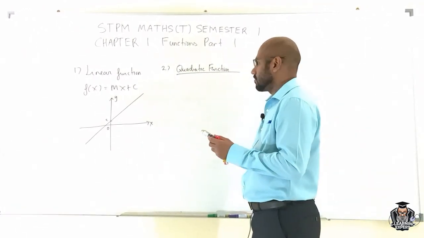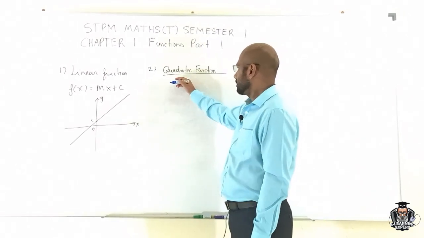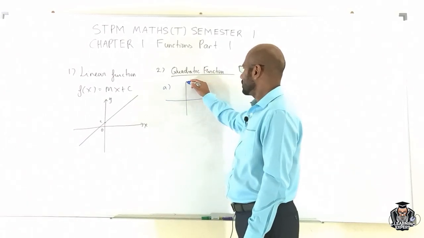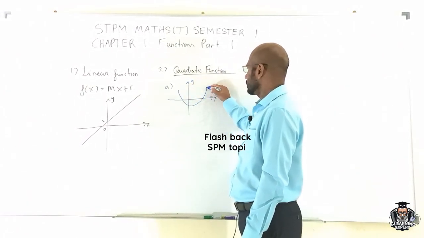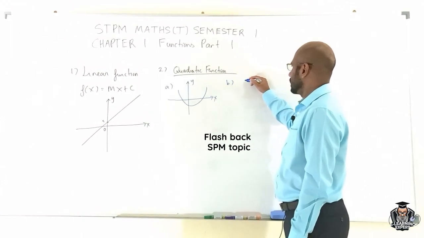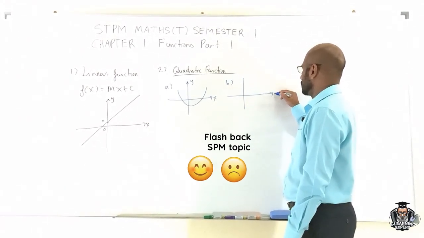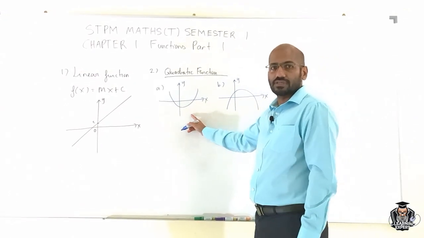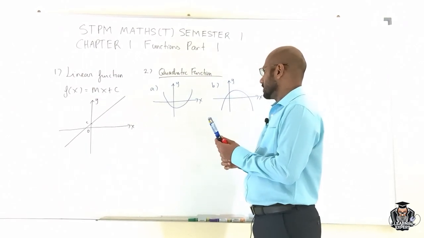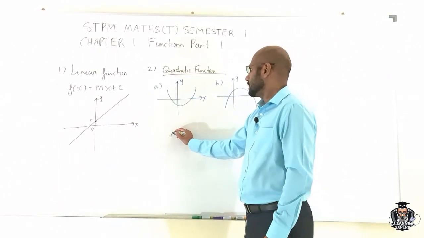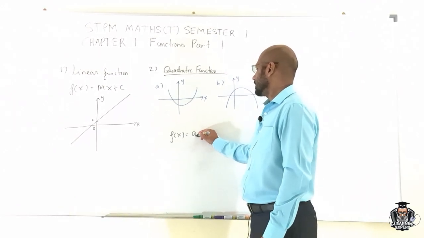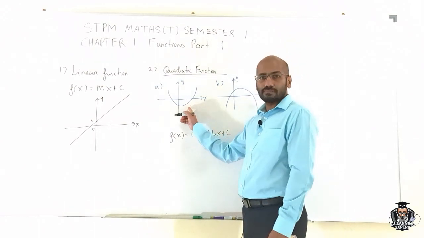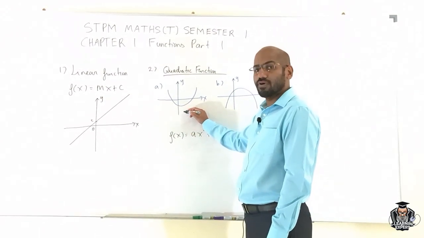Recall, guys and girls, from your SPM, a quadratic function could either be a smiley face or it could look like a sad face over here. Now what determines the shape of the graph for a quadratic function? The general form for this function would be f of x is given by ax squared plus bx plus c. Now for the smiley face, we always have a positive a.